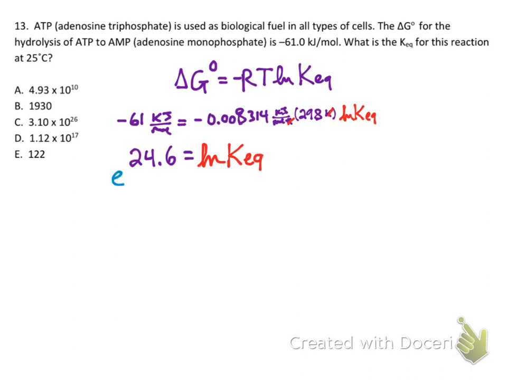Then in order to get rid of the natural log, we need to use Euler's constant e. When we do, that will effectively cancel out the natural log, and we end up getting 4.93 times 10 to the 10th. Now it should be noted that depending on the number of significant digits you use, you might get an answer that varies a little bit from that in terms of precision. But you'll notice that none of the other answers are remotely close to the right answer of 4.93 times 10 to the 10th.